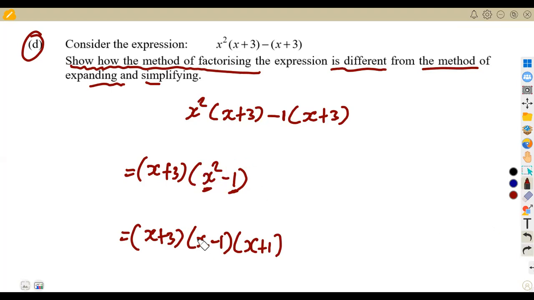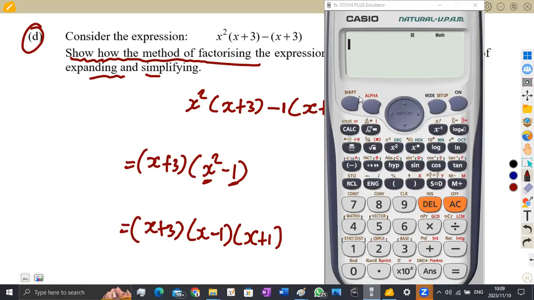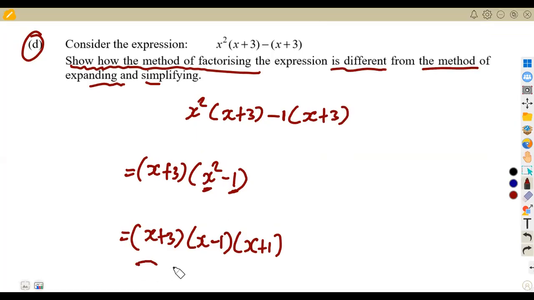The square root of x squared is x, and the square root of 1 is 1, remember. We can also have that on our calculator so that we can move on together. As we know, the square root of 1 is plus or minus 1, but the calculator gives us only the answer 1. So it's a perfect square, and this becomes a difference of two squares. This is how we can get our answer directly.